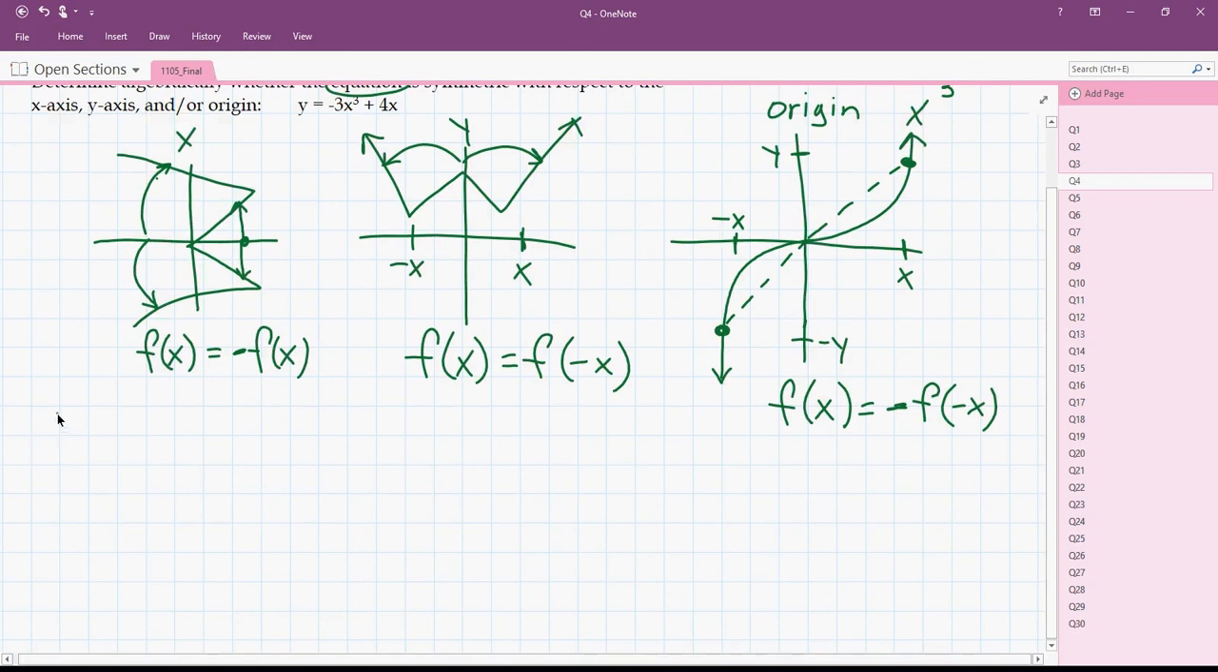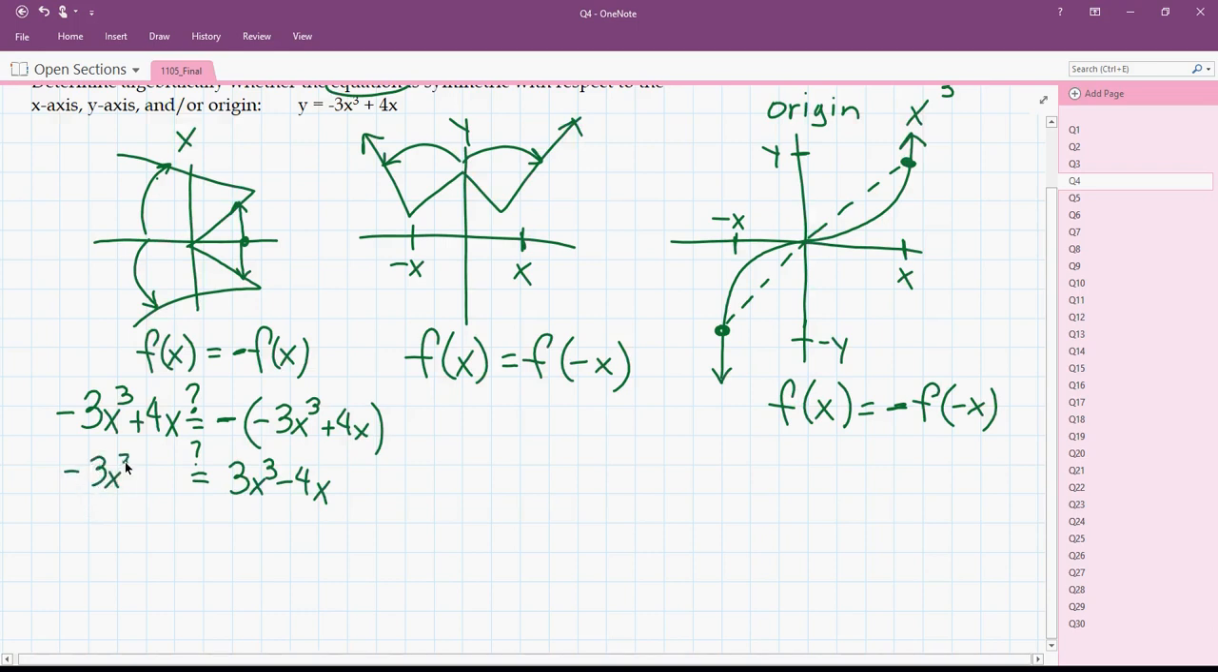So for this, we have f of x is negative 3x cubed plus 4x. And is that equal to the negative of f of x? Let's put a question mark there because we don't know. So if we distribute the negative, we get 3x cubed minus 4x. So if we look at those algebraically, negative 3x cubed plus 4x. Are these the same thing on both sides of the equal sign?